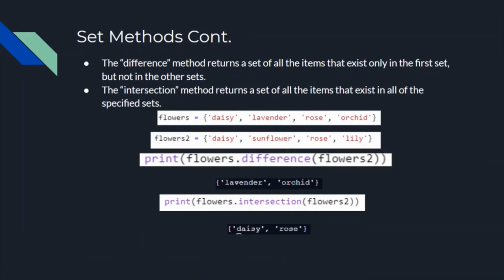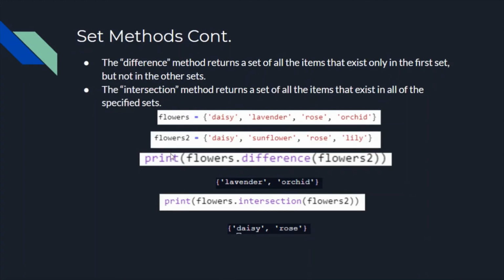There are also a couple of other useful set methods we can use that involve 2 or more sets. The first of such is the difference method. The difference method returns a set of all of the items that exist only in the first set, but not in the other sets. So, just as the previous examples, we have this same set of flowers. And now we have a second set of flowers, flowers 2, with the strings daisy, sunflower, rose, and lily.